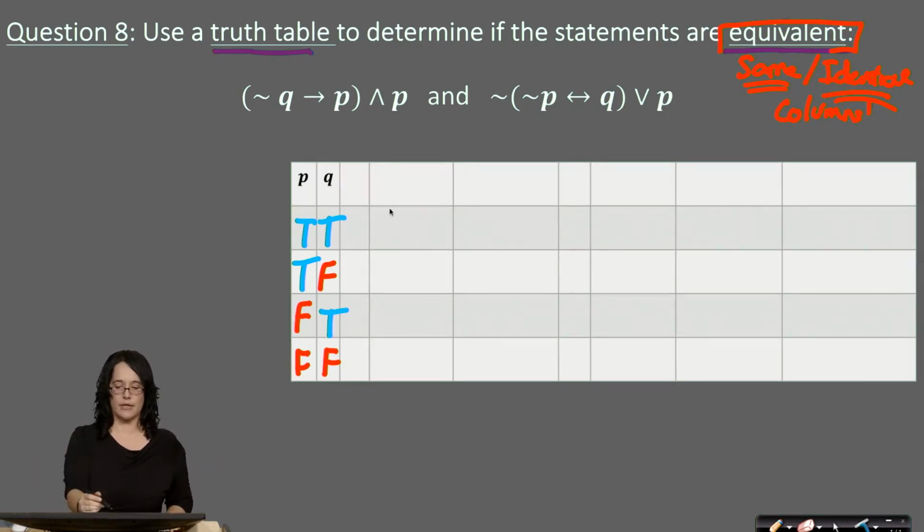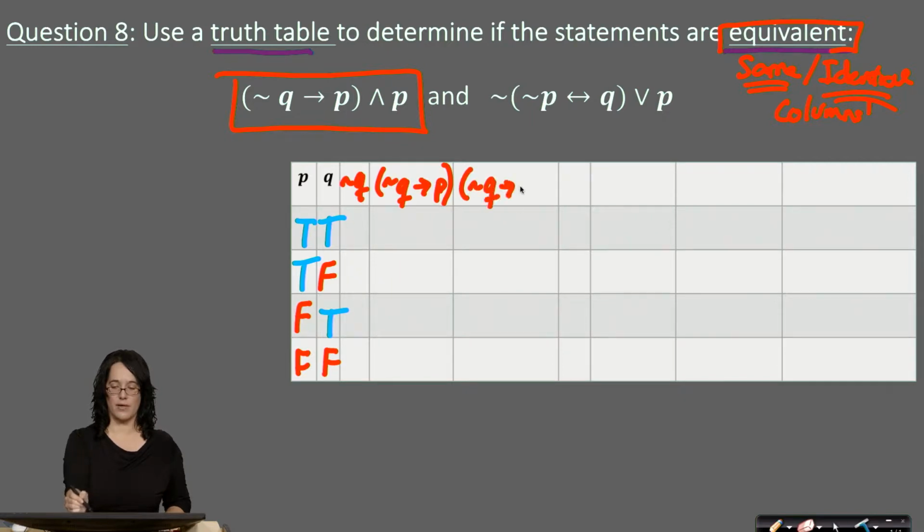So let's take a look here. To build out our first statement, we need negation of Q. We need a P column, which we have. We need to put them together, so that's negation of Q, then P. And then we would need to put that together with and. So negation of Q, then P, parenthesis, and P.